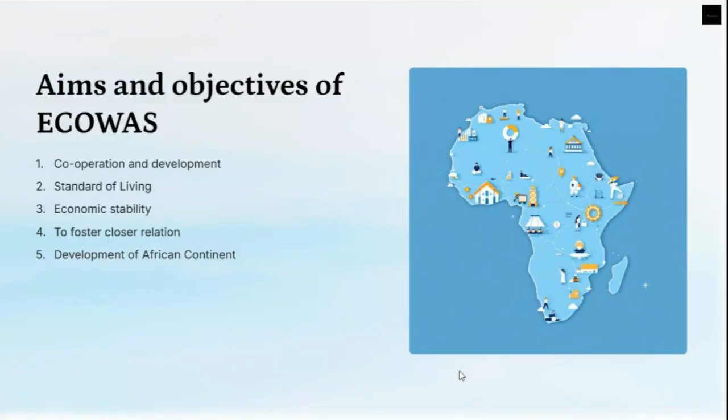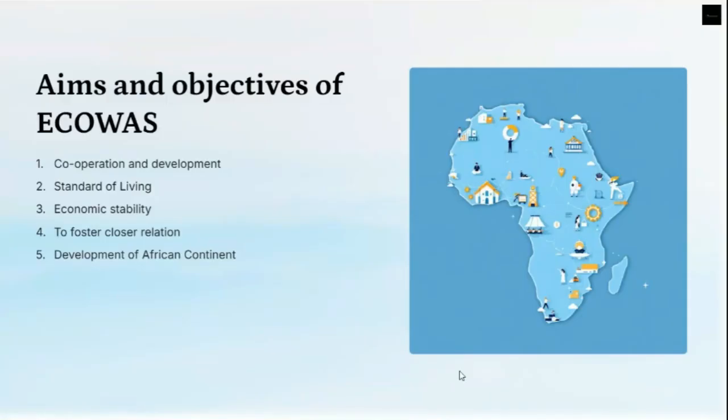Then another aim and objective is economic stability, to increase and maintain economic stability within what? Within the community. Today, rice is expensive. Tomorrow, beans is expensive. I don't know if it's even working, but that is their aim, to promote economic stability. Everything to just be stable. Let's know this is what we are doing in the whole of West Africa.